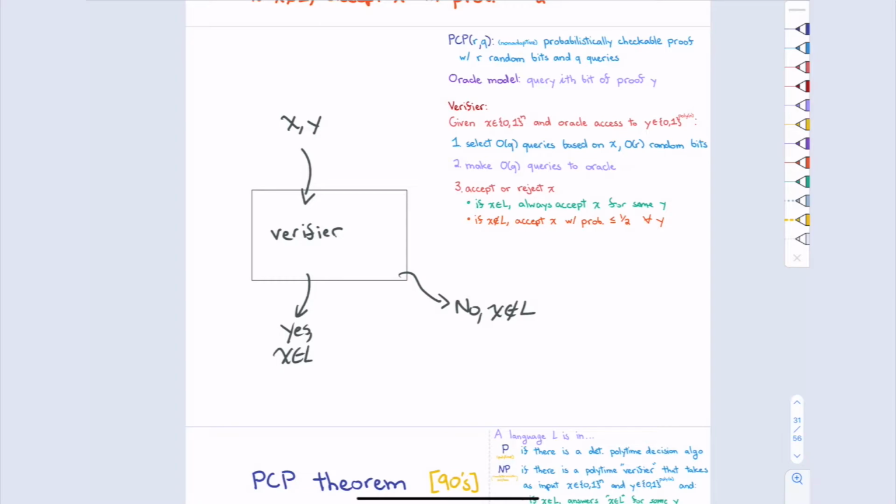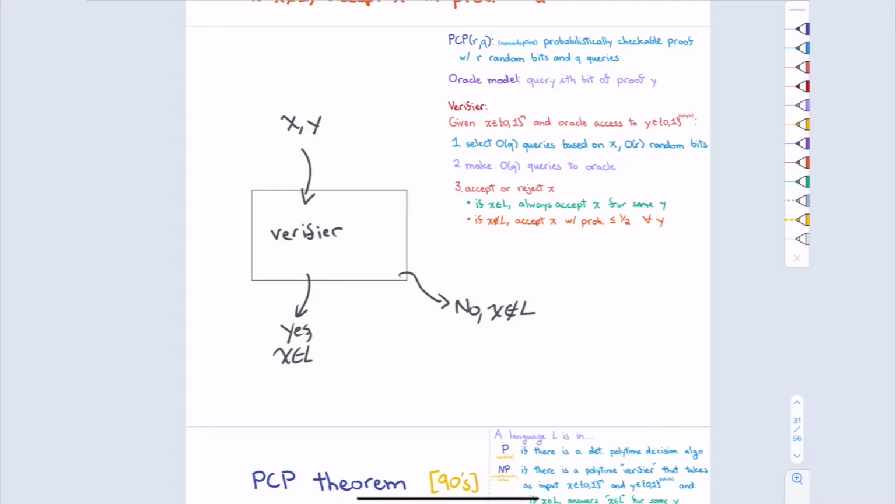So that's the definition of NP. An example is SAT formulas. I want to know if this formula is satisfiable. So X is this formula. L is the family of satisfiable formulas. And so the proof would probably be an assignment, right? You say, okay, give me an assignment and I'll just check to see if it satisfies the formula. If so, I'll answer yes. If not, I'll answer no.